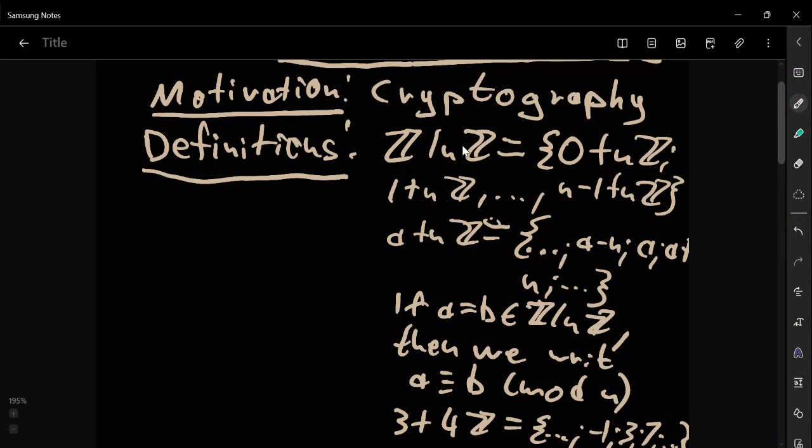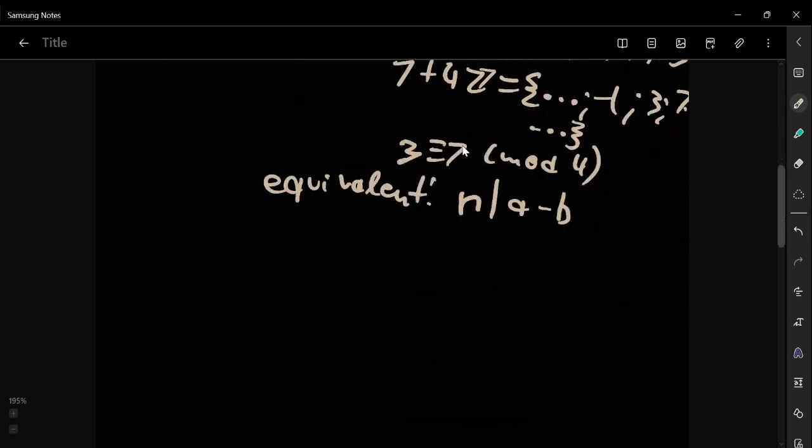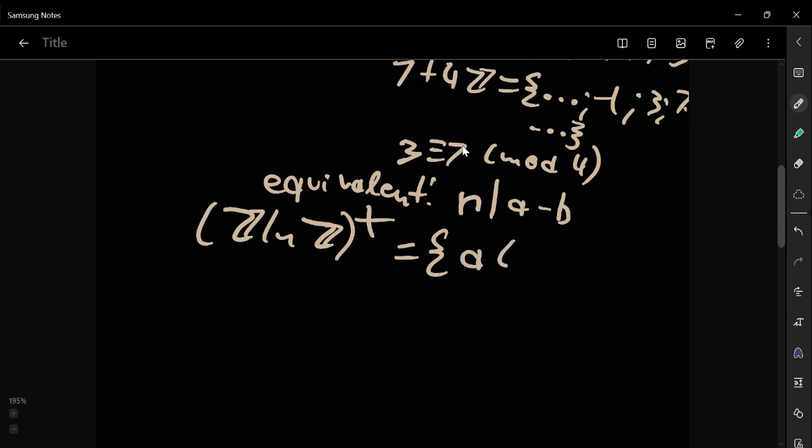I want to define another structure, namely Z modulo nZ star. This is pretty much a multiplicative subgroup of Z modulo nZ. It's basically the elements of Z modulo nZ such that there exists an inverse element in Z modulo nZ.